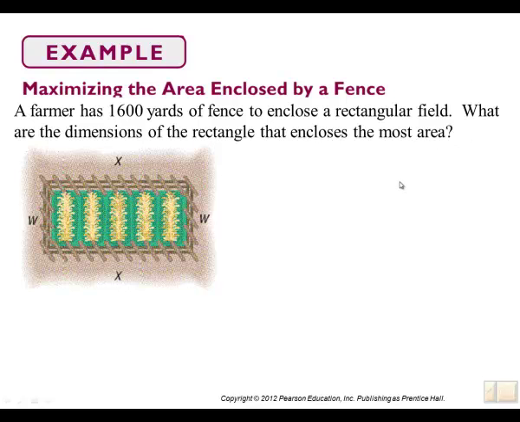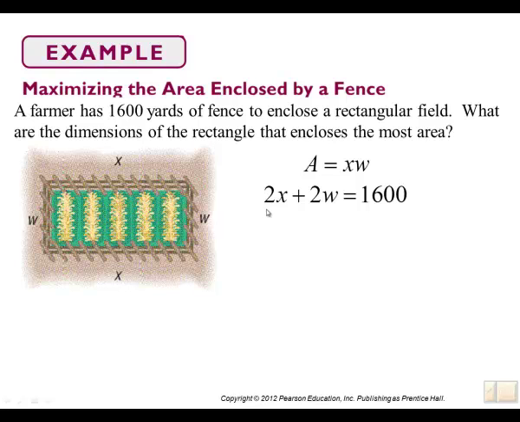So the first thing you want to think of is the area equation. Well, what's area? Area is length times width. X is the length, W is the width. But the 1,600 is not part of area. It's part of perimeter. So we have to plug the 1600 into the perimeter equation. We can't plug it into the area because it's not area.